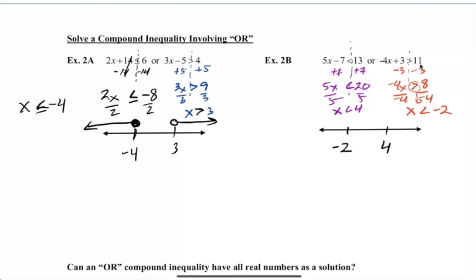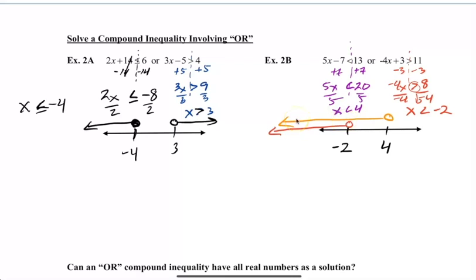Let's graph each of them. So 4 starts over here. It's going this direction. -2 starts right here and it's going the same direction. So how does this work? Well, if this was an AND statement, I'd look for the overlap. So if I was in an AND statement, my answer would just be this part right there.